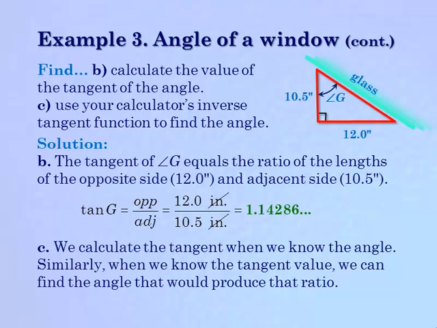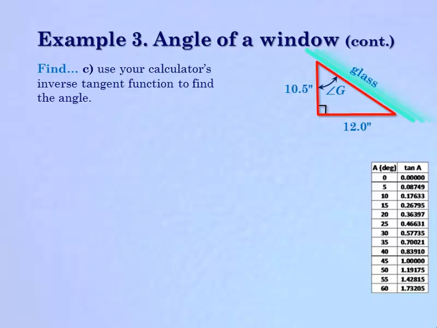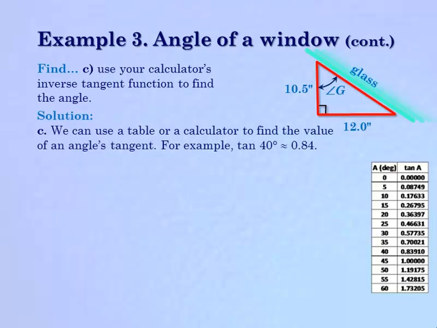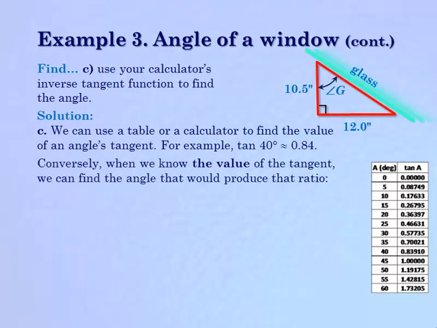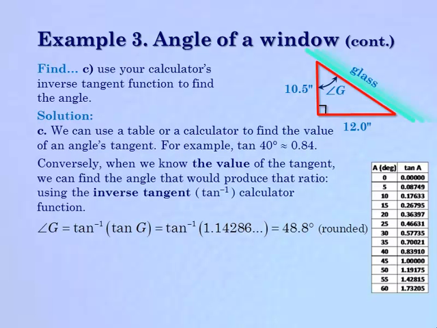Now we can always look at a table or a calculator. For example, if we had tables of tangents of all these angles, we'd say, okay, if our tangent is 1.14, then we would probably have to come up and down here to find the angle value that's close to that tangent. Well, we live in the modern era now where we have calculators that have all of those tables built into them. So we can find, for example, the tangent of 40 is 0.84. Conversely, when we know the value of the tangent, we can find the angle that would produce the ratio using the inverse tangent function. So if we know that it's 0.84, then we can say, oh, the angle is 40.